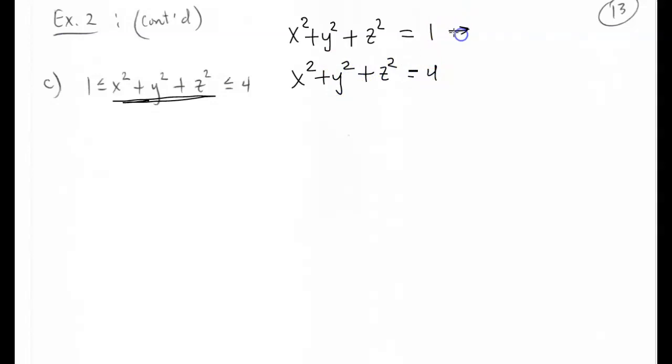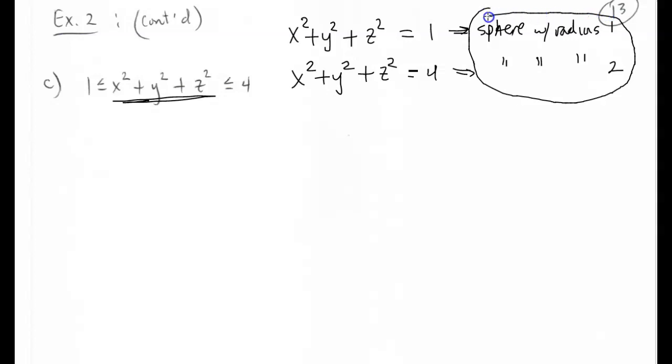Of course, this one is a sphere with radius 1. This is a sphere with radius 2. And both of these spheres have a center that is at the origin.